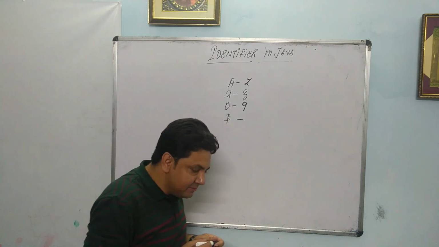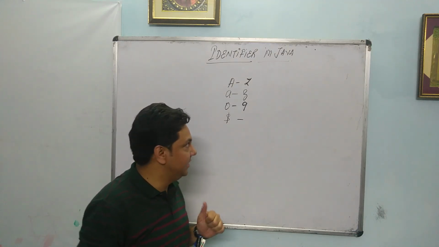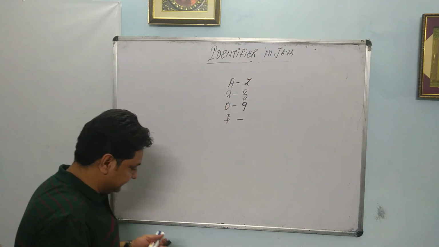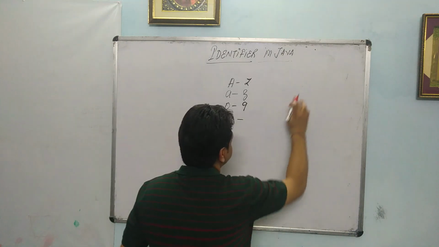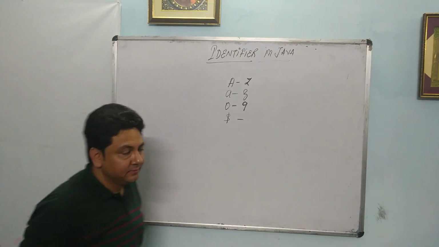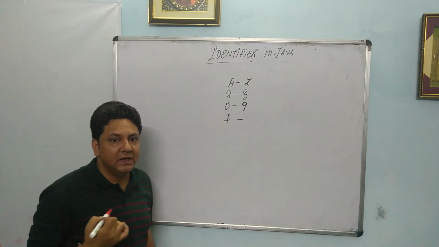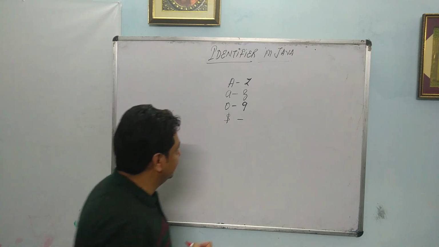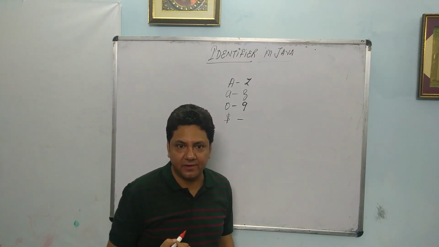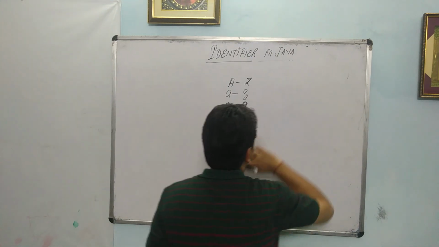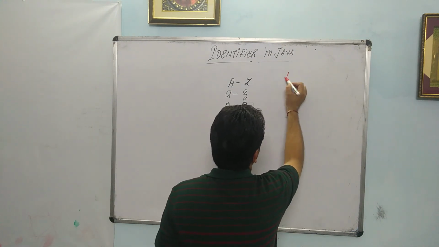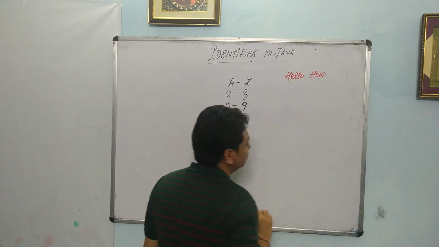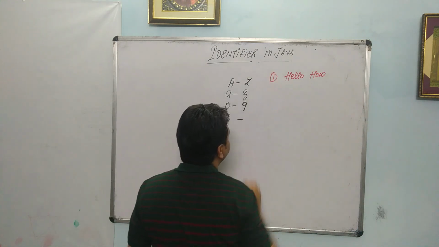Capital A to Z, small a to z, 0 to 9, dollar or underscore. So I am just writing some valid and invalid identifiers. You just remember these things in your mind. And one more thing: in an identifier, we cannot use any keyword. A keyword cannot be used as an identifier. Reserved words cannot be used for identifiers. I'm writing. Hello, how. This is one example of an identifier.